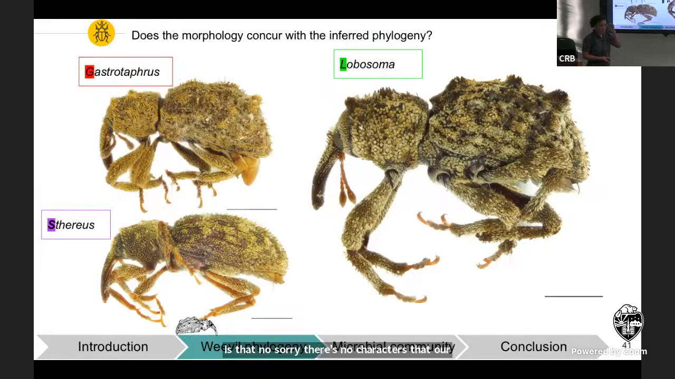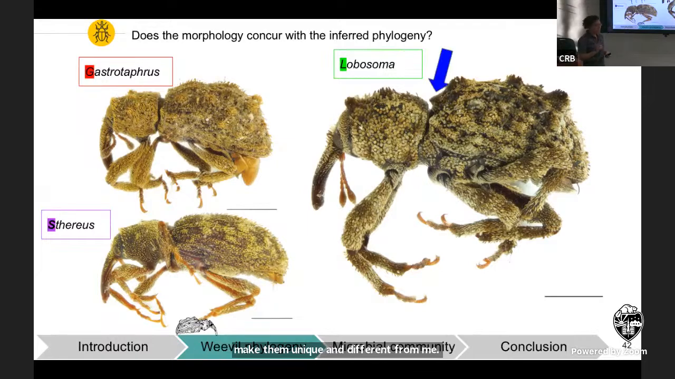What I mean by that is that there are characters that differentiate Gastrotaphrus, lobosoma, and Asterias from Stromnius, right? We talked about size, there are other features, but a lot of those features are examples of convergent morphology and are associated with flightlessness in weevils, which occurs a lot in weevils. So we have traits like reduction of metadepisternum and scutellum and all these fun words about weevils that I'm sure you guys care about a lot, all of which are associated with flightlessness. And none of them really make these guys unique and different from Stromnius.